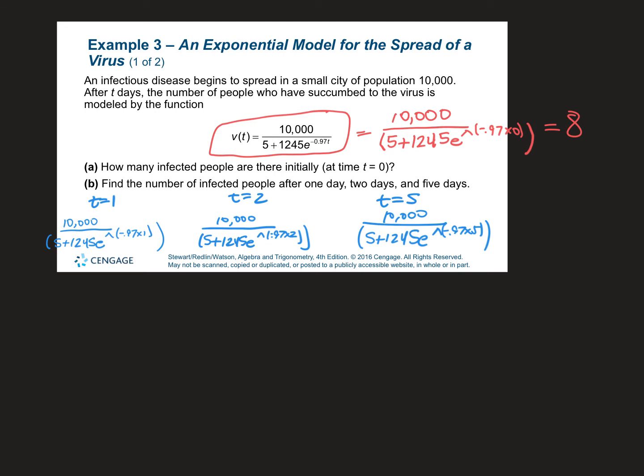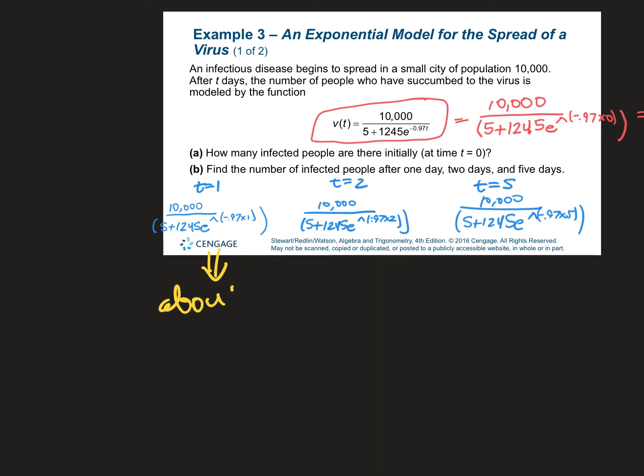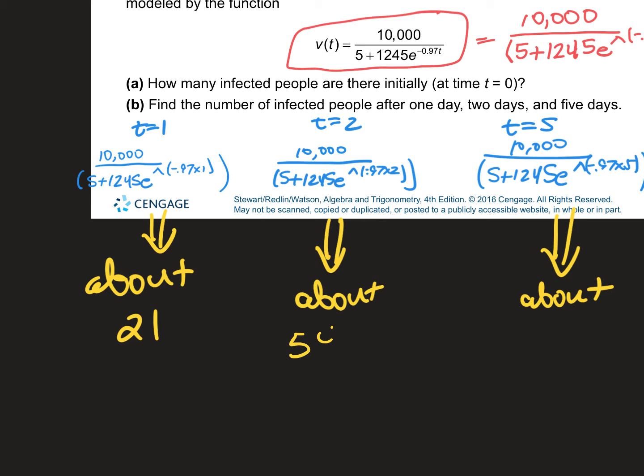Try it again. When you plug in 1, 20.9. So about, we'll say about 21 people. Okay. What happens after day 2? About how many? So about 54 people. Okay. What happens after 5 days? About how many? About 678.